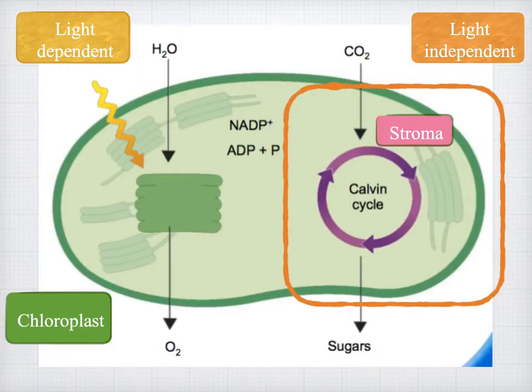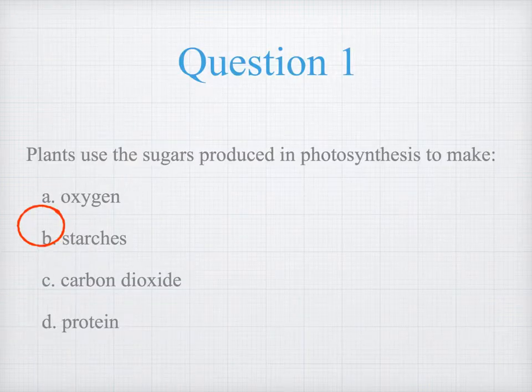Okay, this diagram highlights the other aspect of photosynthesis. So now we see that the Calvin cycle or light independent reaction is highlighted. It shows us our reactants. So carbon dioxide in this part is a reactant, and the product would be what? Sugars. Okay. Now we just have a series of little questions that you guys already have the answers to. Plants use sugars produced in photosynthesis to make starches.